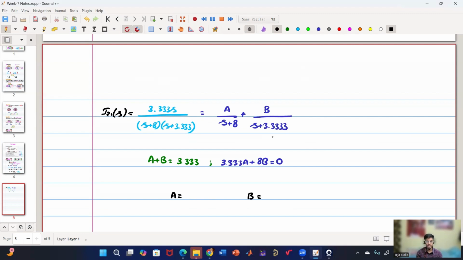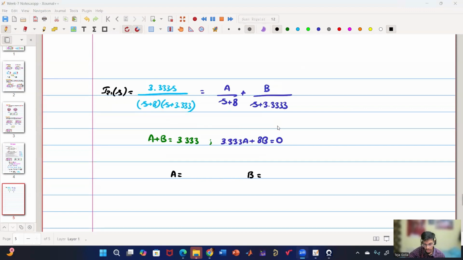So once you get A and B, you substitute in A plus B equal to 3.333 and the other equation and check whether it is validating or not. So Parvatam says A is 5.7. Yeah, you are right. A is 5.7.